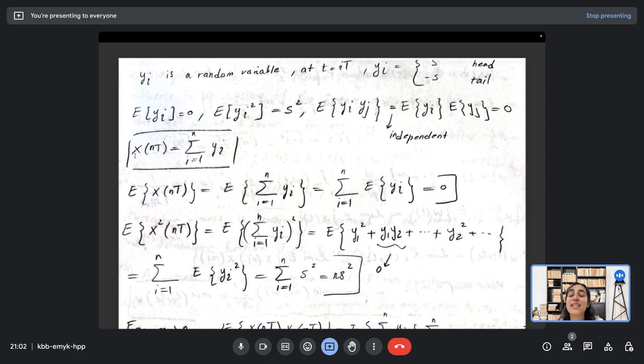So the expected value of yi is equal to 0, because with the same probability it might go to s or minus s, and these sum to 0. And the expected value of yi to the power of 2 is equal to s to the power of 2. And because yi and yj are independent of each other, we know that the expected value of yi yj is equal to the expected value of yi times the expected value of yj, and it's equal to 0.